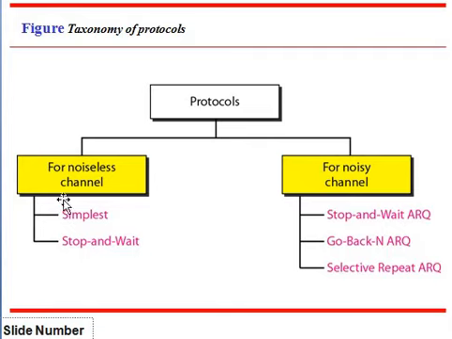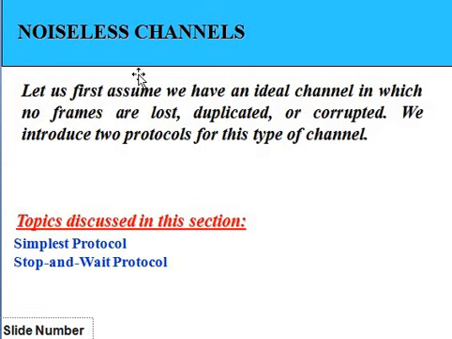For example, if you are discussing the noiseless channel, we have to discuss the simplest protocol and the stop and wait protocol. For the noisy channel, we have to discuss stop and wait ARQ, go back N ARQ, and selective repeat ARQ. For the noiseless channel, let us first assume we have an ideal channel in which no frames are lost, duplicated or corrupted. We introduce two protocols for this type of channel: the simplest protocol, and the second one is the stop and wait protocol.